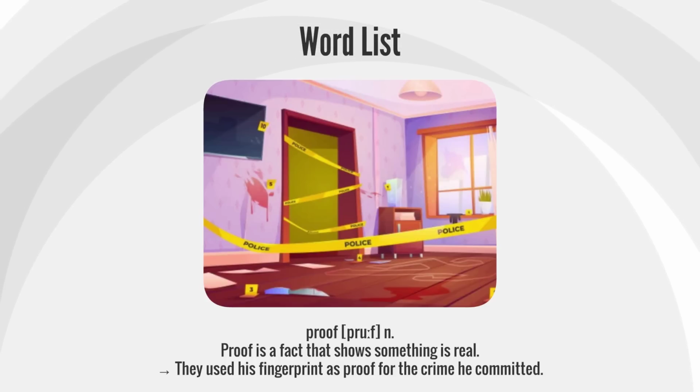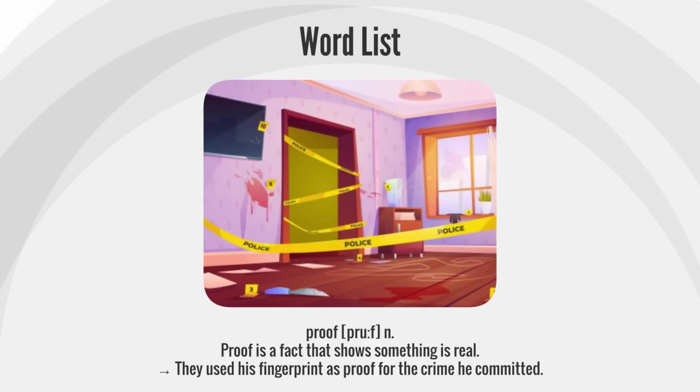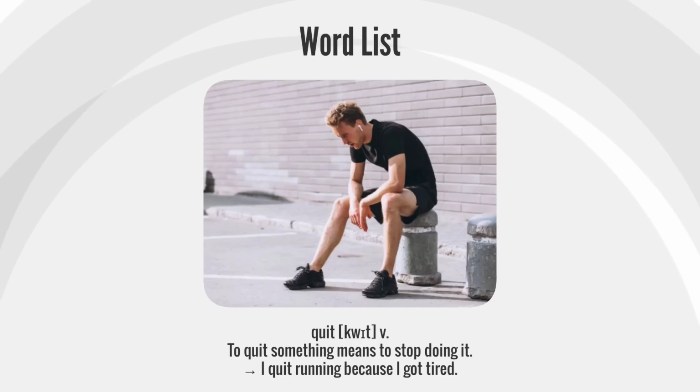Proof. Proof is a fact that shows something is real. They used his fingerprint as proof for the crime he committed. Quit. To quit something means to stop doing it. I quit running because I got tired.